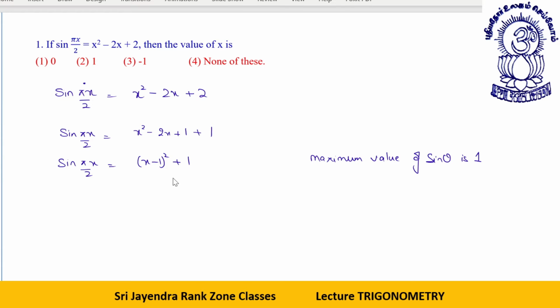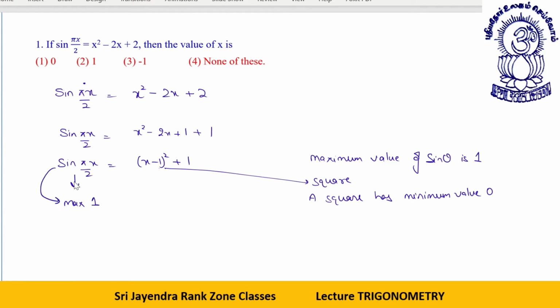Okay, now see, this is a square. A square has minimum value 0. This part has maximum value 1. Why? Because this is sine. Sine theta has maximum value 1, and this whole expression has minimum value 0.